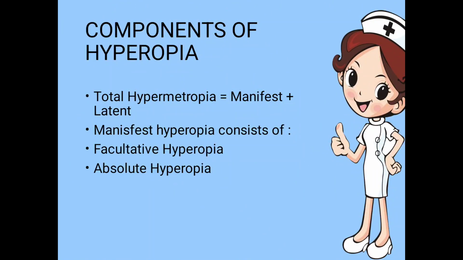The first one is total hypermetropia. Somewhere I have used the word hyperopia and somewhere hypermetropia; both are one and the same thing. Total hypermetropia is equal to manifest hyperopia plus latent hyperopia. Manifest hyperopia is the part we are able to see, and latent hyperopia is the hidden hypermetropia. Manifest hyperopia is again divided into two parts: facultative hyperopia and absolute hyperopia.